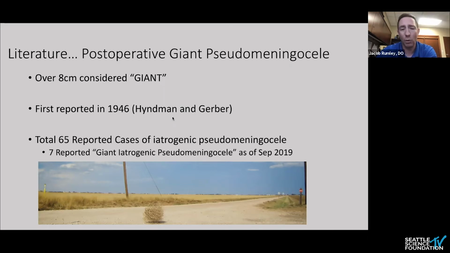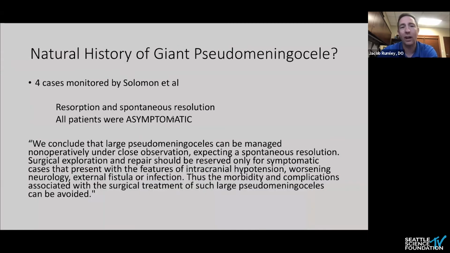There's only 7 reported ones, so we don't exactly have an algorithm on how to treat these correctly. You're kind of on your own. And at that, 4 of those, which was reported by Solomon, that were asymptomatic, resolved on their own. The patients did fine. He watched them. They got better.